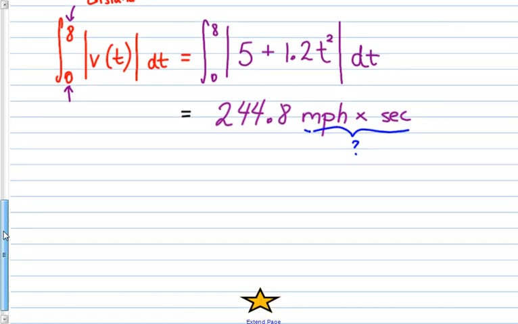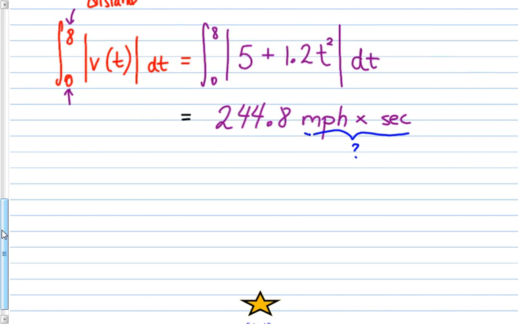Is it chemistry where you go back and forth between units? So 244.8 miles per hour times seconds. If I want to convert that to just strictly miles, because that's something we know about, distance, miles, you would multiply by the number 1. And I would multiply by hours and seconds, because those are the units I want to get rid of. I want to keep miles.